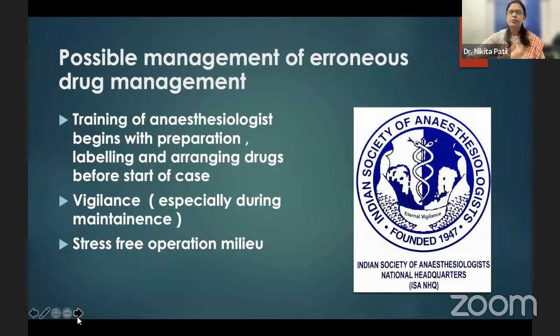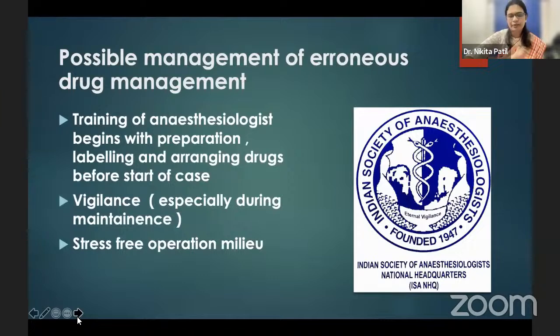Now, possible management. Error has occurred. What to be done? Training of anesthesiologists begins with preparation, labeling, arranging drugs before the start of a case. So there are no shortcuts to this. Vigilance. It is seen as our ISA emblem also. Vigilance is very, very important, especially during maintenance of anesthesia.